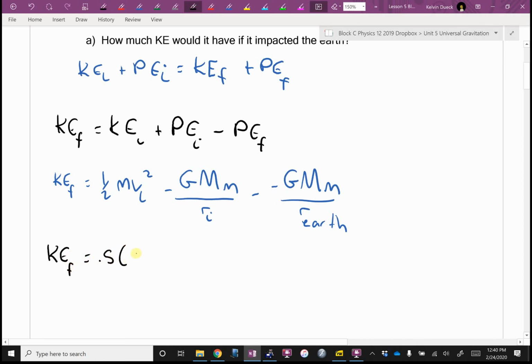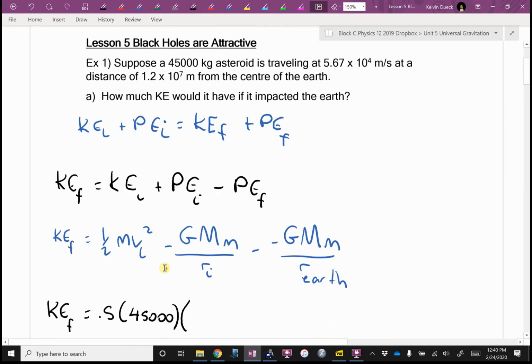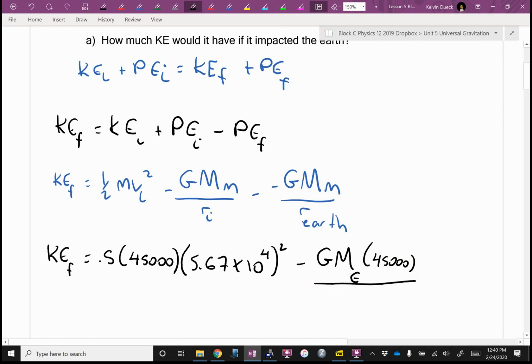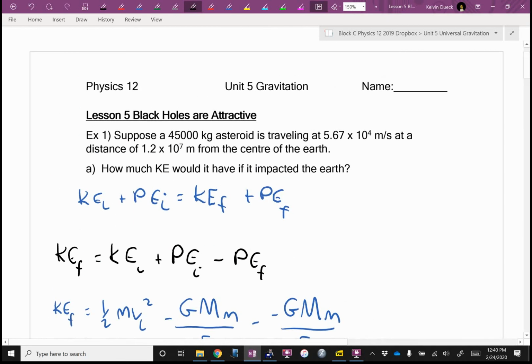0.5. What was the mass? 45,000? Fairly big. What was V initial? 5.67 times 10 to the 4th squared, minus big G, mass of the Earth, 45,000 all over. Did they give me an altitude or did they give me a radius for my initial location?